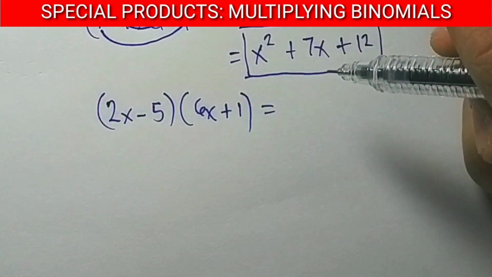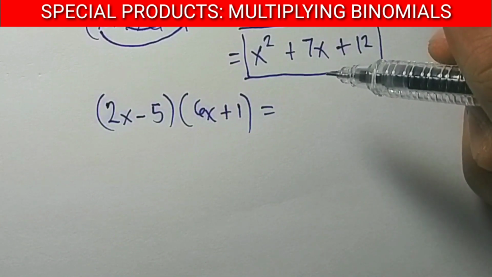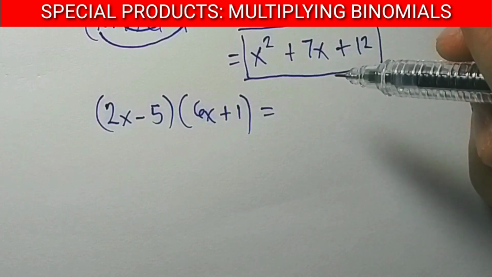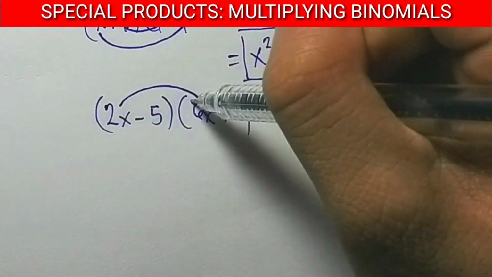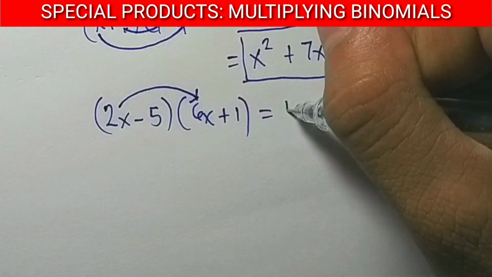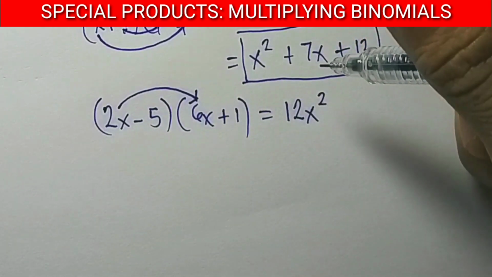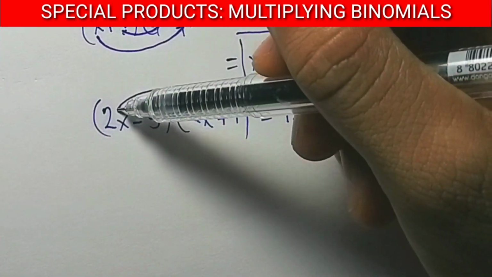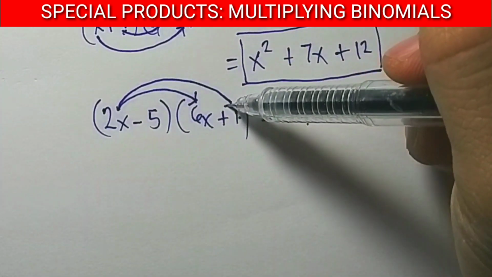Okay. So, dili gid nato kalimtan ang FOIL method. Ang F stands for the first terms of our binomials. So, let's have 2x times 6x. That is 12x squared. Next, ang mga outside nga terms. Ang outside nato nga terms si 2x og si 1. So 2x times 1.